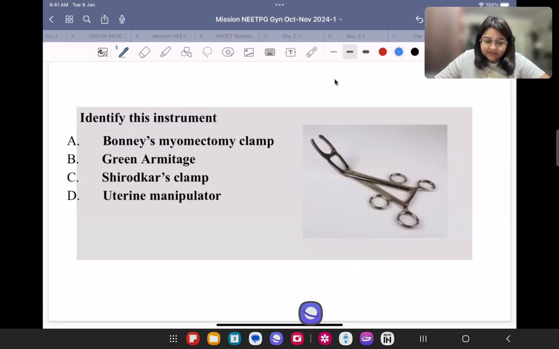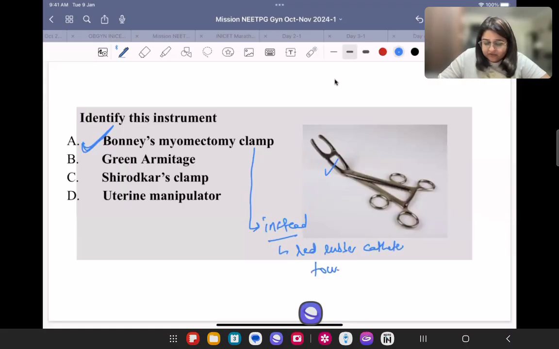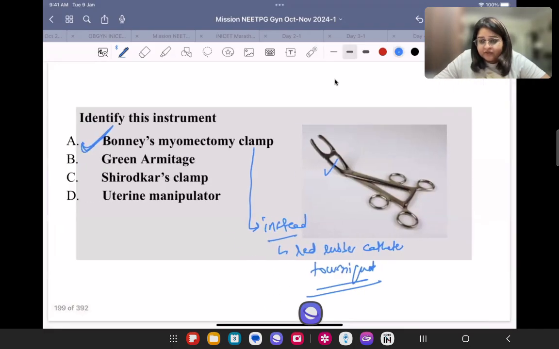Identify this instrument, easy. Bonney's myomectomy clamp. Okay. Question that can come here is suppose you don't have the clamp. What can you use instead? Instead of this, you can also use a red rubber catheter. Basically, you want something which will act like a tourniquet around the lower part of the uterus where the uterine artery is entering.